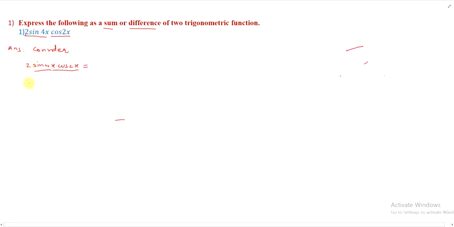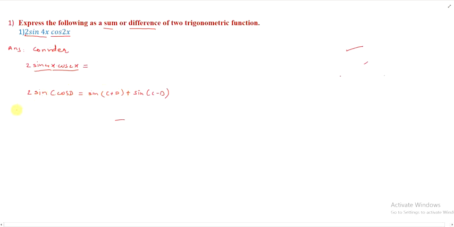Now, to defactorize it, we have a formula. What is that formula? 2 sin c into cos d is equal to sin (c plus d) plus sin (c minus d). Look at this one, very easy, we convert the product in terms of sum. Here, if sin occurs first, then it is sum, and if cos occurs first, then it is difference.